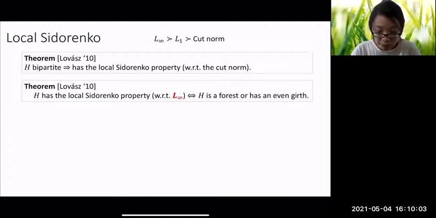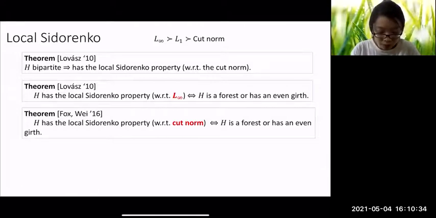And with respect to the L infinity norm, Lovász gives a characterization of which graphs are local Sidorenko with respect to the L infinity norm. So now the neighborhood, we're under the L infinity norm instead of the cut norm. So he showed H has the local Sidorenko's property with respect to the strongest norm L infinity, if and only if H is a forest or has an even girth.